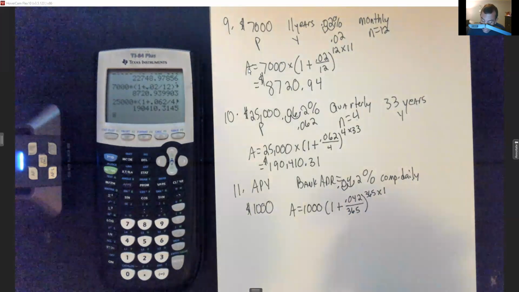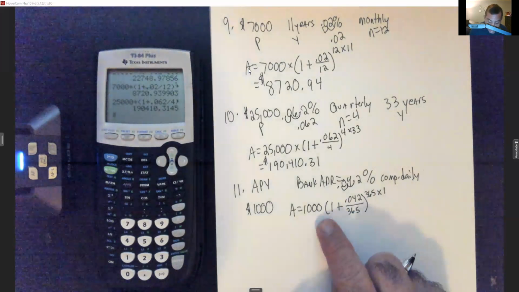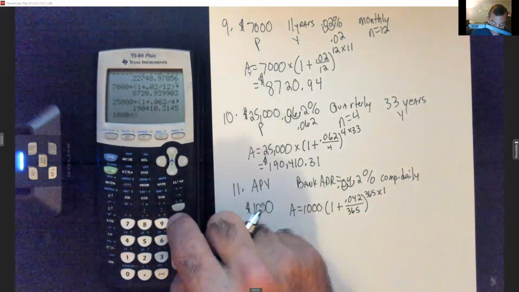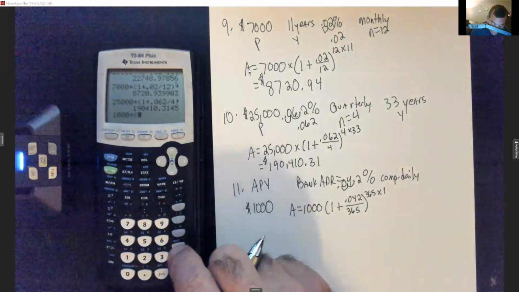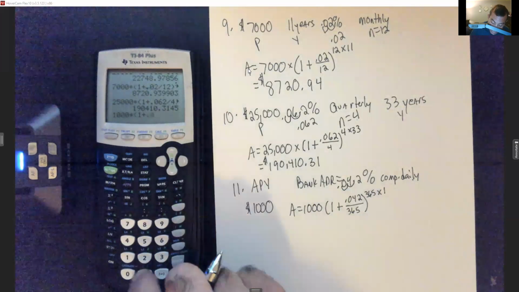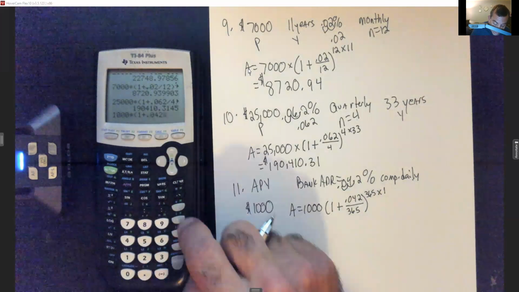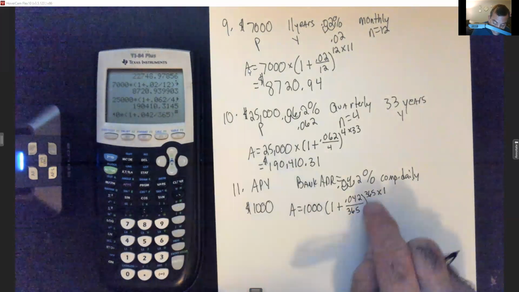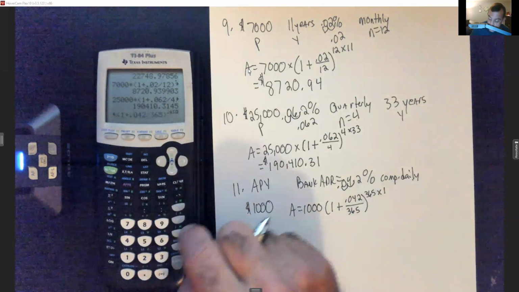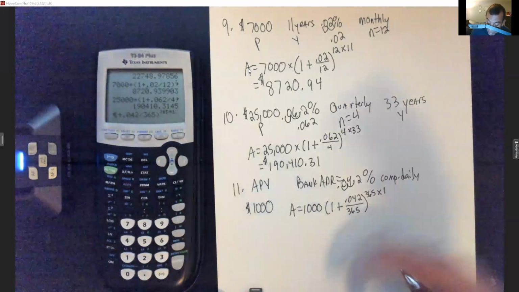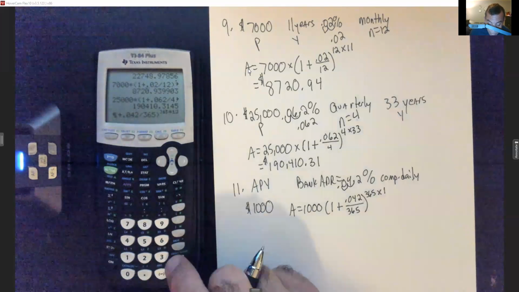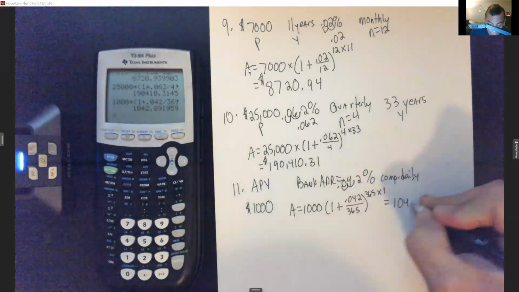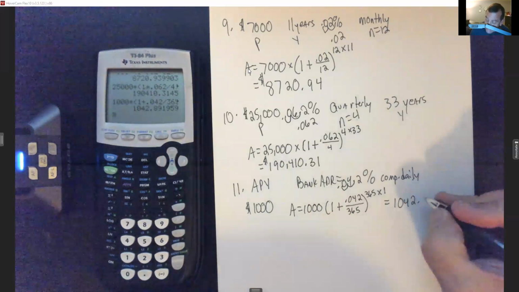All right, so same thing, work this formula out. So here's my 1,000 times parenthesis 1 plus 0.042 divided by 365, close parentheses, exponent 365 times 1. Because you're just doing this for the year to compare the rates. So that gives us $1,042, and I'm going to call that 89 cents.